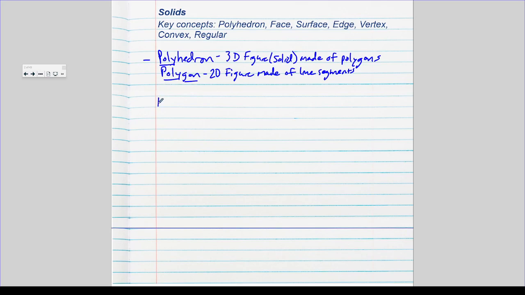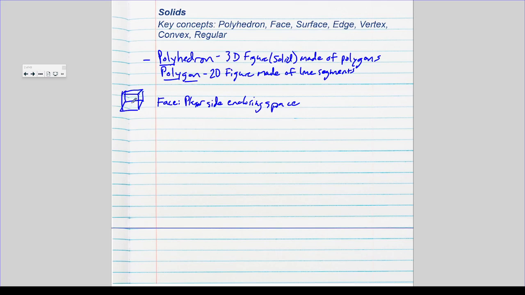So next we have a face. A face is a two-dimensional, let's say a planar, side enclosing space. If you think about a cube or a rectangular prism, it has 6 faces. It has a top and bottom, a front and a back, and a left and a right. Each of those is a face.